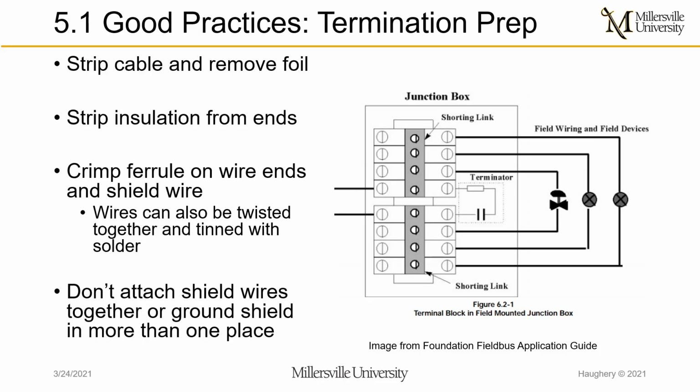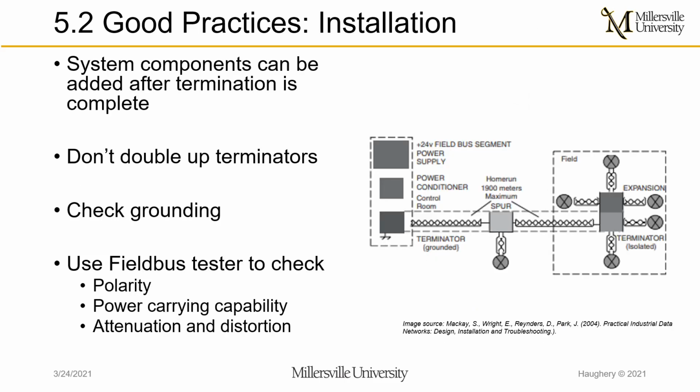These wires can be twisted together as well and tinned with solder, just like any other wire splice. Shielding wires should not be attached together in more than one place. When installing Fieldbus, system components can be added after the termination is already complete. One should not double up on terminators. Make sure that everything is grounded. And also use a Fieldbus tester to check polarity, power carrying capability, and attenuation and distortion. Make sure that there's no power issues that could destroy the equipment on the network.